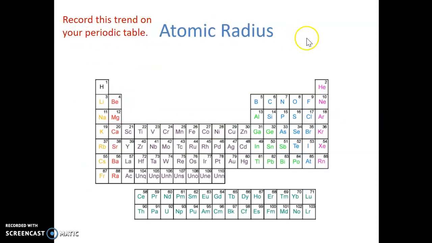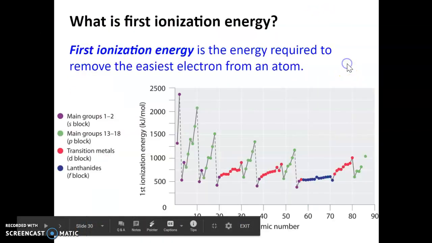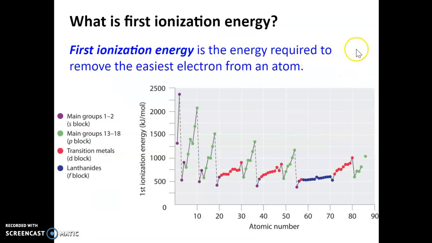On your periodic table that is now beautifully colored and labeled, go ahead and add this trend. Decreasing atomic radius from left to right, increasing atomic radius from top to bottom. All right, next trend that we care about is first ionization energy. And first ionization energy is the energy required to remove the easiest electron from an atom.